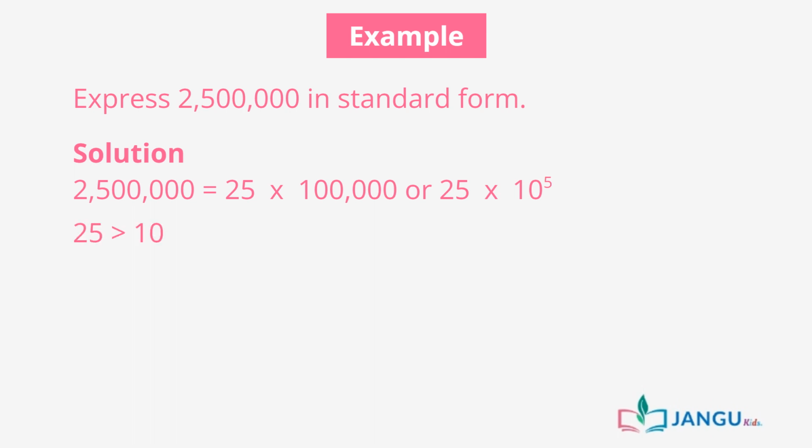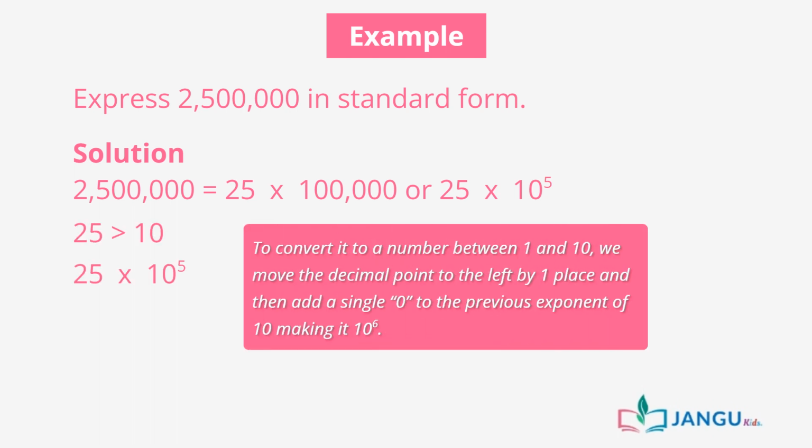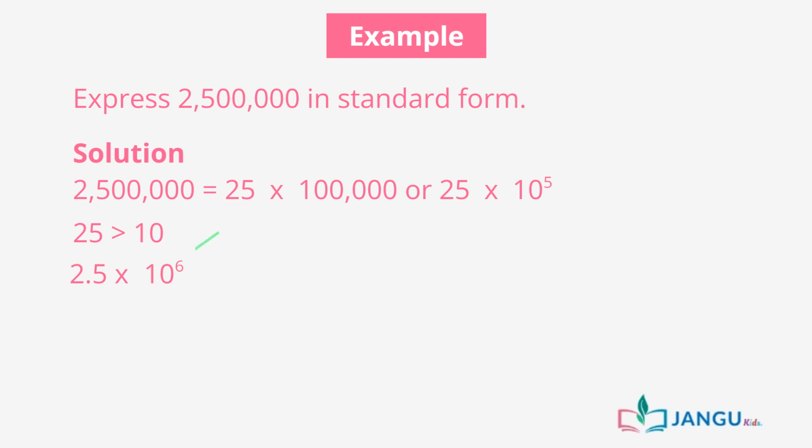But 25 is not a number between 1 and 10. Therefore, to convert it to a number between 1 and 10, we move the decimal point to the left by 1 place and then add 1 to the previous exponent of 10, making it 10 raised to power 6. Note that the power increased from 5 to 6 because we moved the decimal point 1 place to the left. Therefore, 2,500,000 is written as 2.5 times 10 raised to the power of 6.